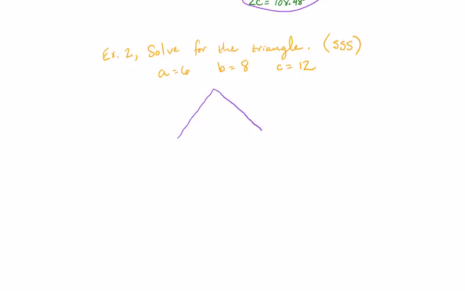So here's my picture. I'll call this C, call this B, call this A, with sides 6, 8, 12. Notice we're given no angles, so we can't use the law of sines because you don't have a complete fraction there. We're going to use the law of cosines to find a missing angle. But I'm going to be real strategic again here.